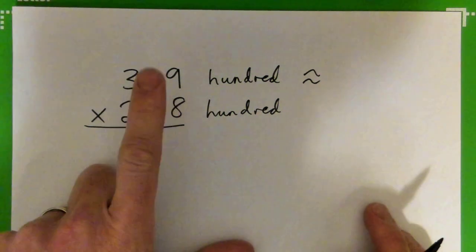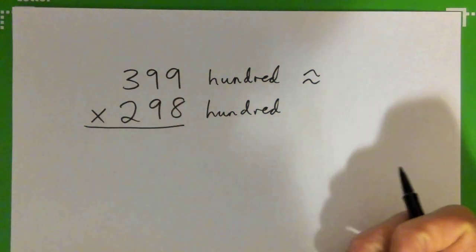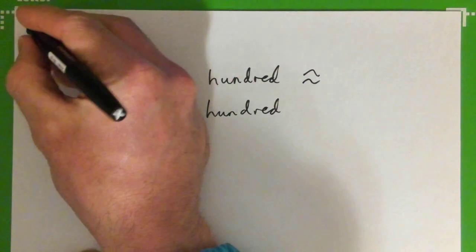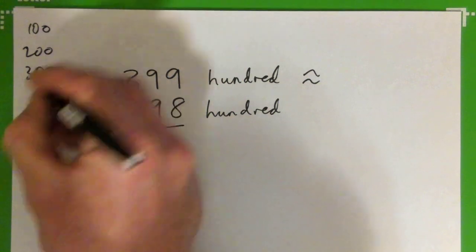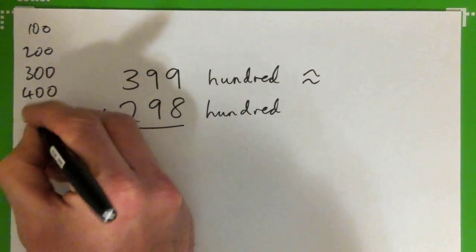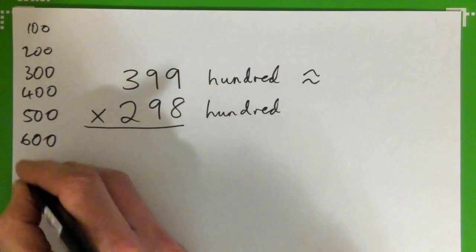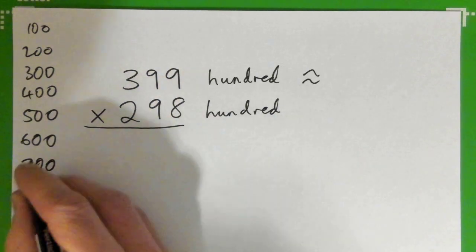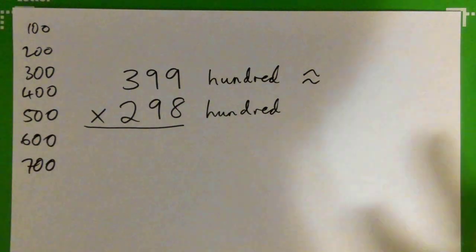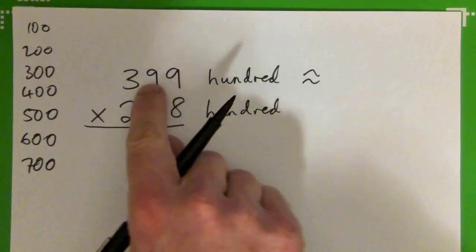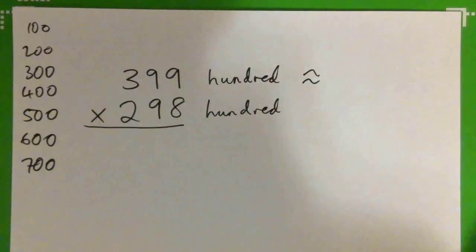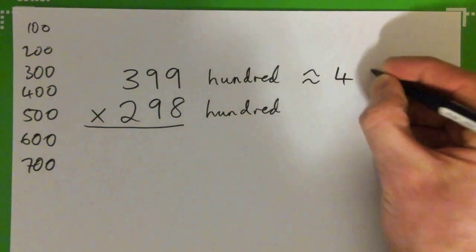So that's just one less than 400. Rounding to the nearest 100 means you write 100, 200, 300, 400, 500, 600, 700. It must look like one of these numbers, whichever one it's nearest to, so to speak. So that's nearest to 400. So you round, and again, the 9 comes after the 3, so you round up to 400, right?